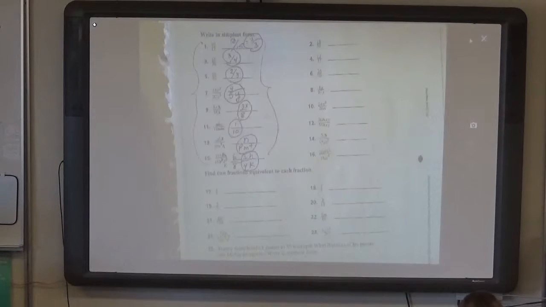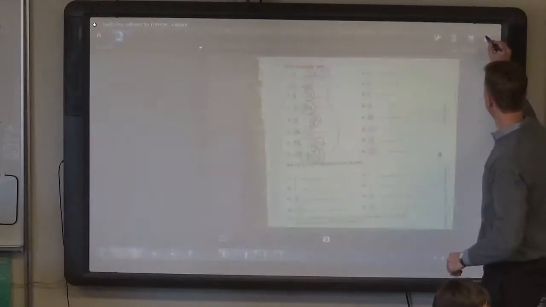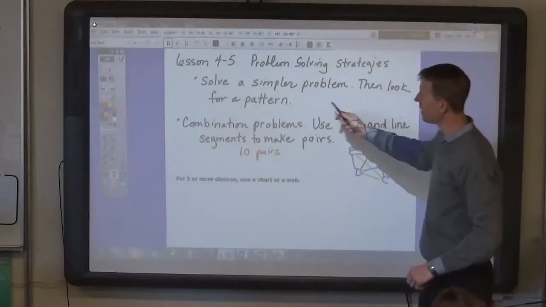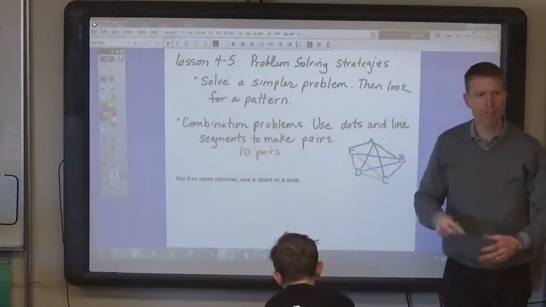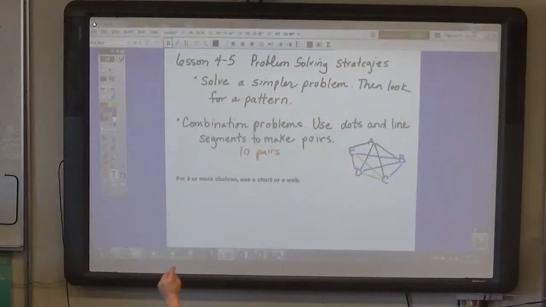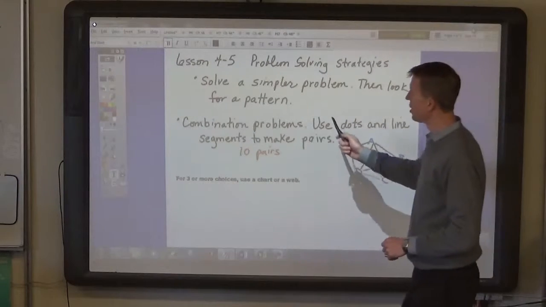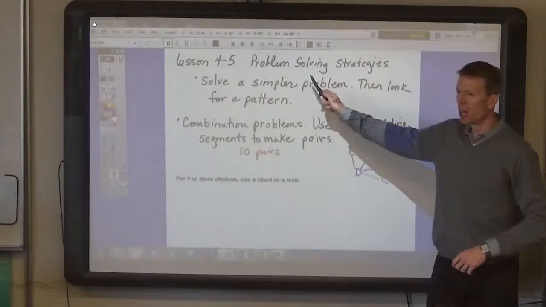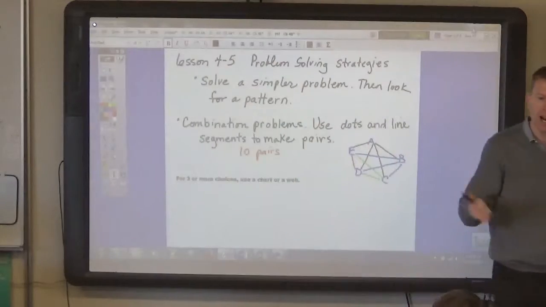So, this lesson, 7th graders, lesson 4.5 is on problem solving. These are specifically problems where you have to find a combination. You have to find all the different choices that you have, or the number of combinations that you can make. Here's a couple of strategies. One is to solve a simpler problem and to look for a pattern.